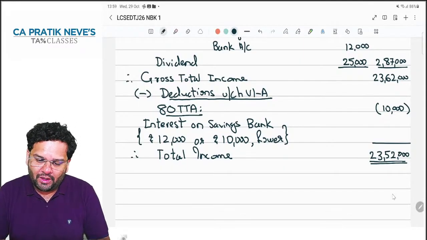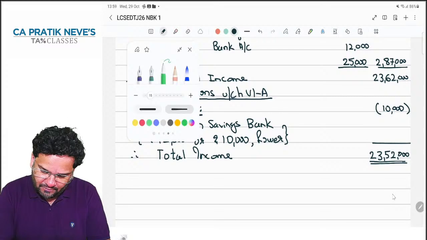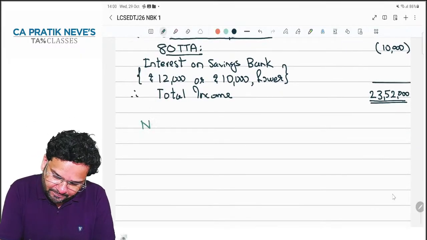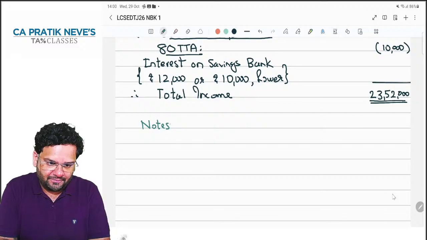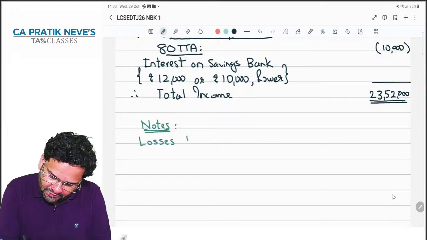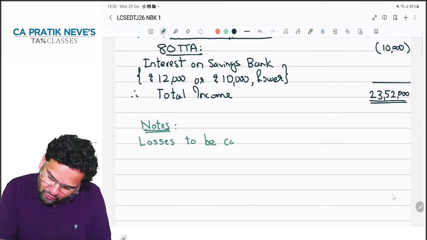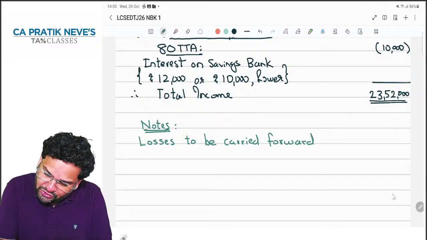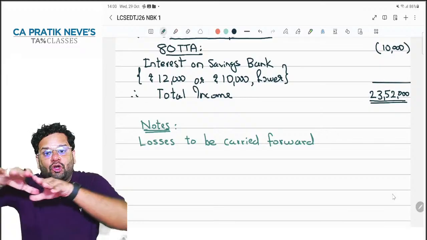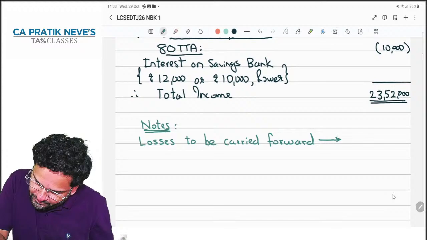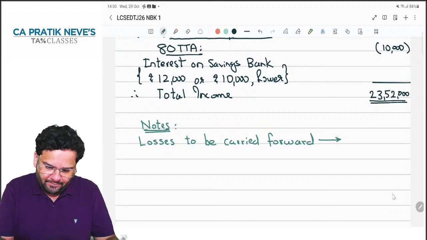Then friends, go ahead and write notes. What all will you carry forward? For how much time will you carry forward? Write notes for that. Notes: losses to be carried forward. To be carried forward means in next years you will use them. In this year, those losses couldn't be set off, so they are getting carried forward. Which are the losses to be carried forward?